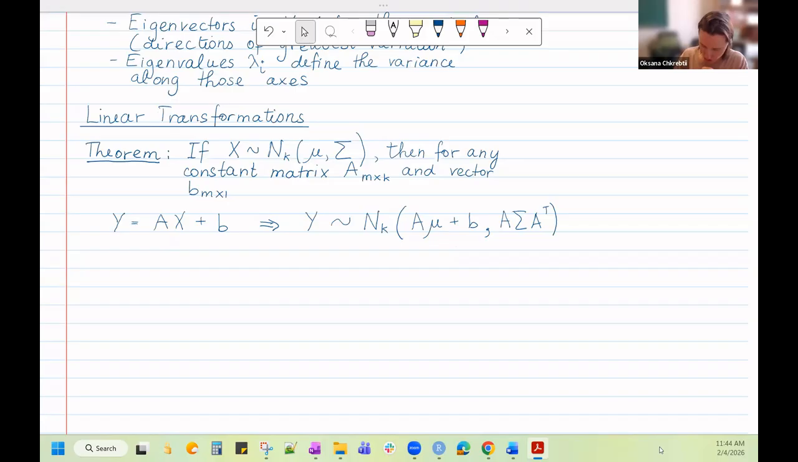So let's have a look at some additional R code next. And the R code is, let's see here, what is it? It's bivariate normal sampling.